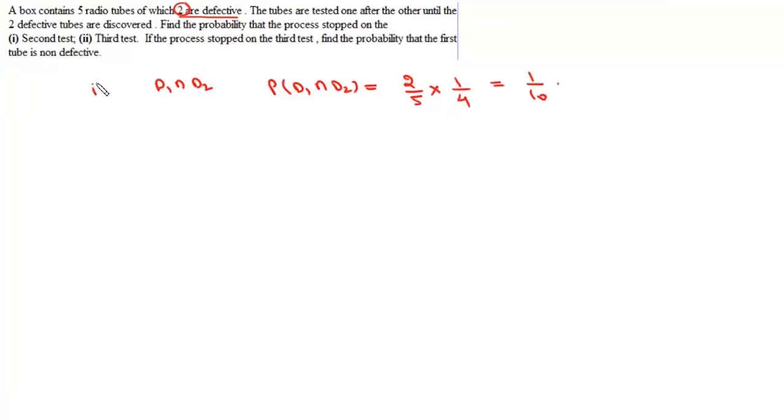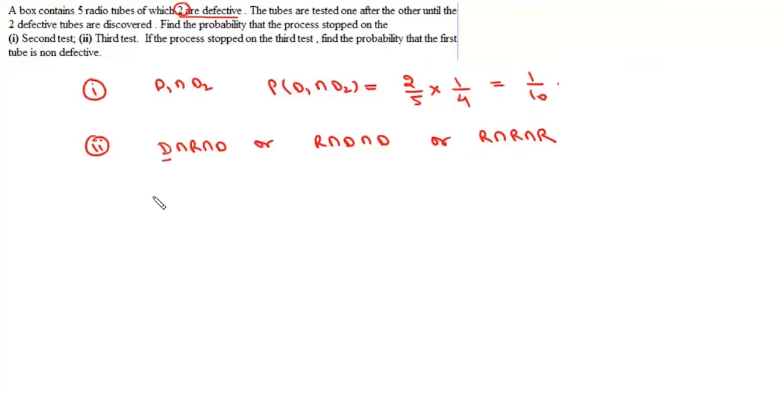Now in the second part it says find the probability that the process stopped on the third test. Now this process will stop in the third test if we have, suppose, defective, right, and defective, or defective and defective, or we get all three right, then in that case the remaining two will be defective.